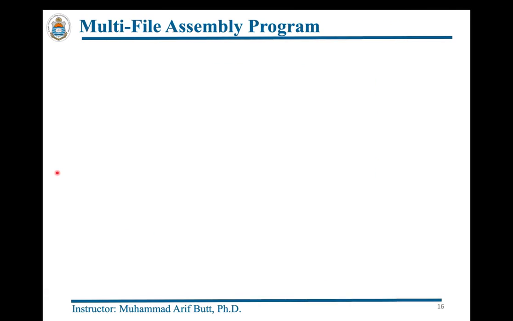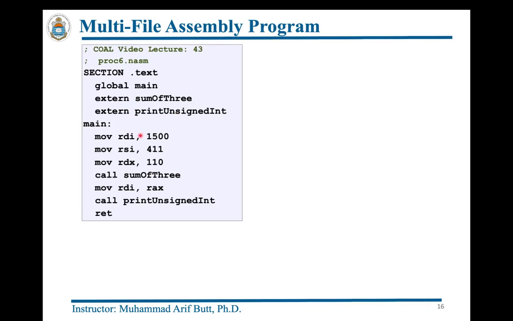Okay, so dear students, before closing today's session, let me quickly describe how we can distribute our source assembly programs in multiple files. Consider this assembly source file, which is calling two assembly functions, sum of 3 and print unsigned int, which we have already discussed and written in today's session. However, you do not see the definition of these two functions over here in this file proc6.nasm.